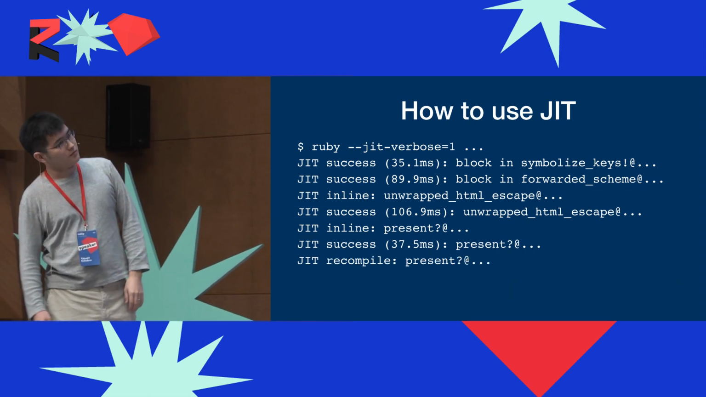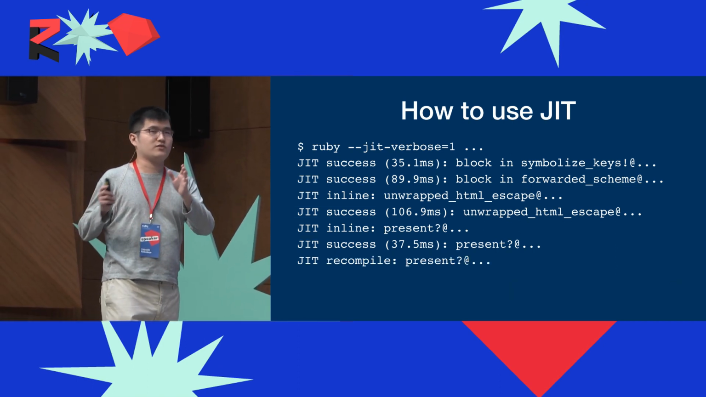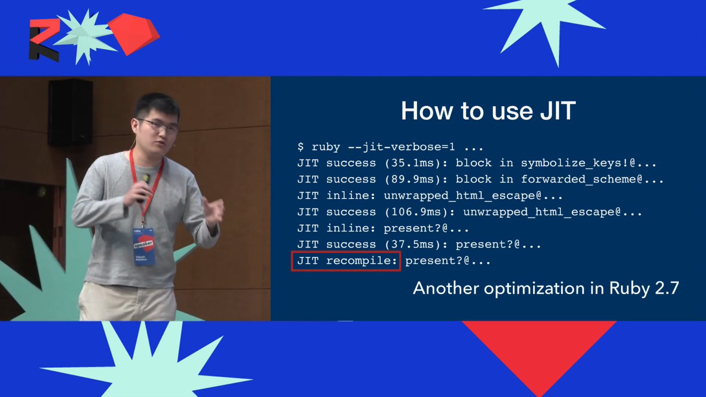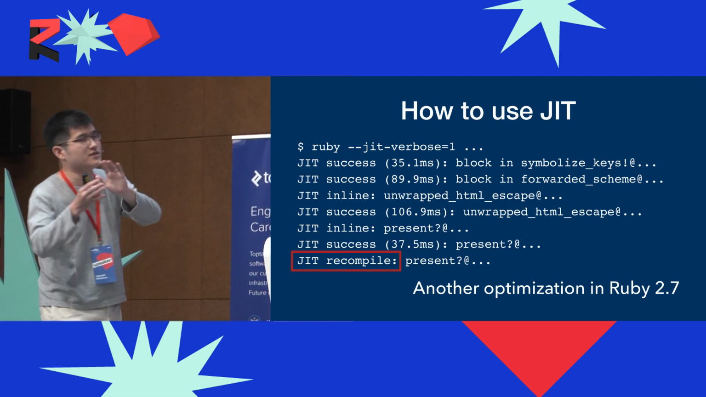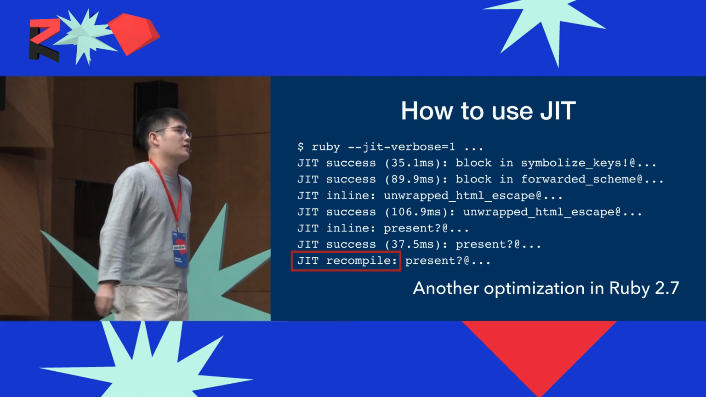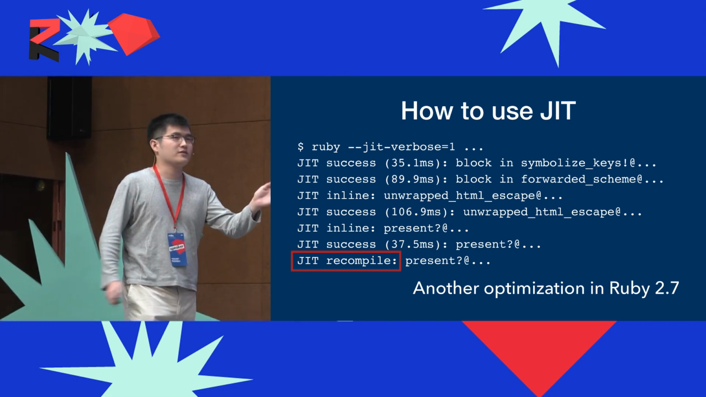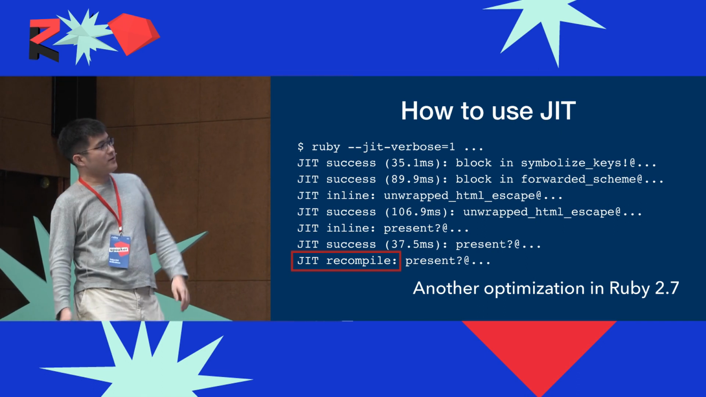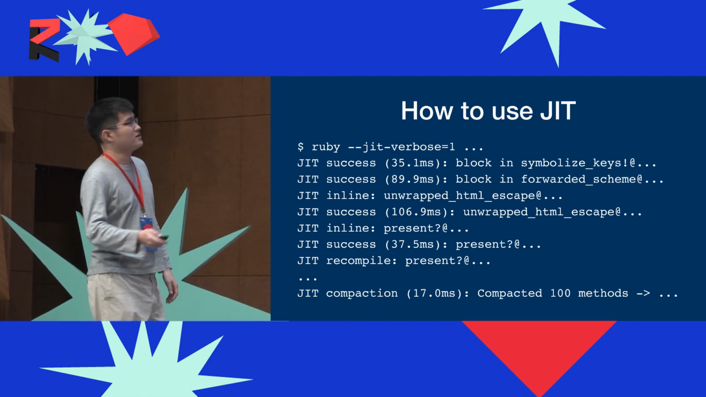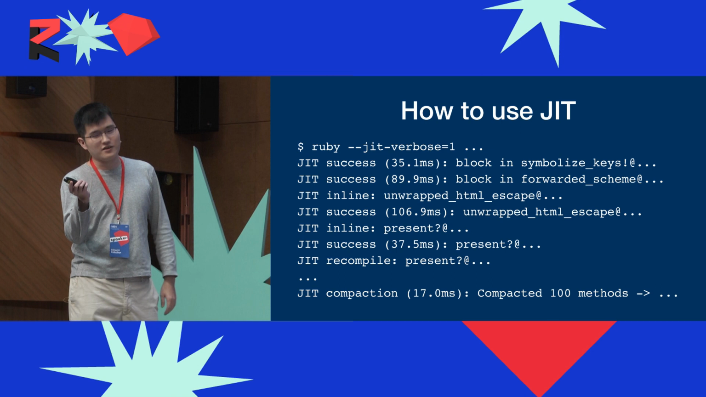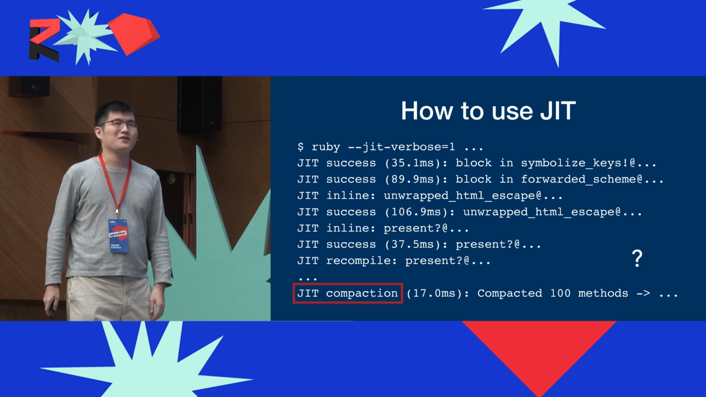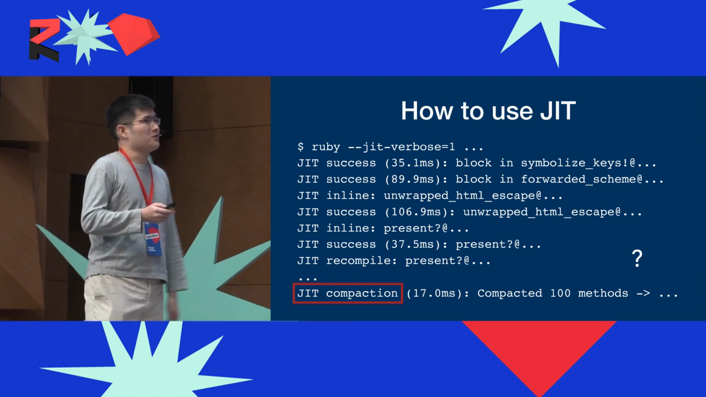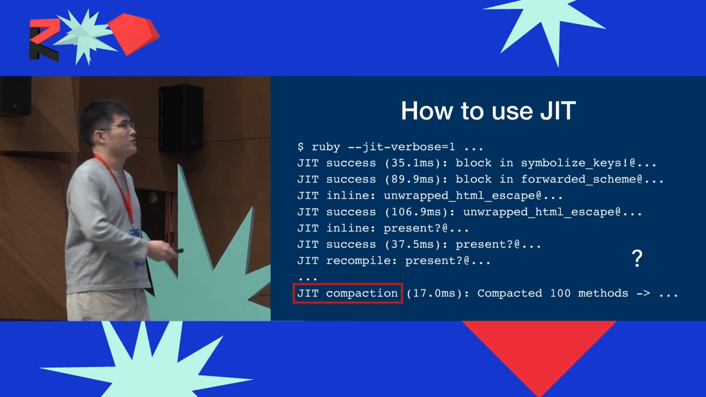It also brings a thing called JIT recompile. It means discarding overly optimized code in favor of more conservative code, to prevent JIT from canceling a lot. This is also introduced in Ruby 2.7, and you can also see JIT compaction in the output, which is a feature implemented by me. So this is the real thing, original in Ruby 2.7.